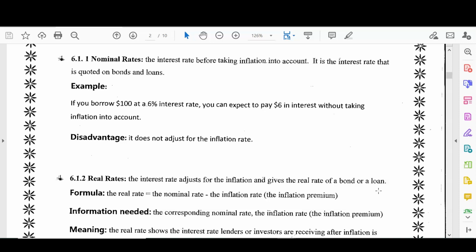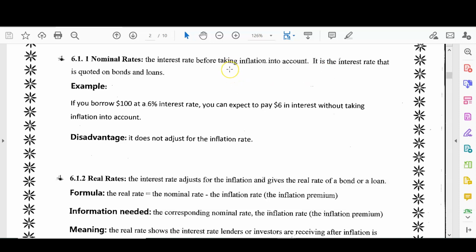All right, let's first go through some basic concepts about different interest rates. The first concept, which we should be very familiar with, is nominal rates. It is the interest rate before taking inflation into account. We say nominal rates are the quoted rate, stated rate, or APR, which are usually the interest rates we get from financial institutions, right?